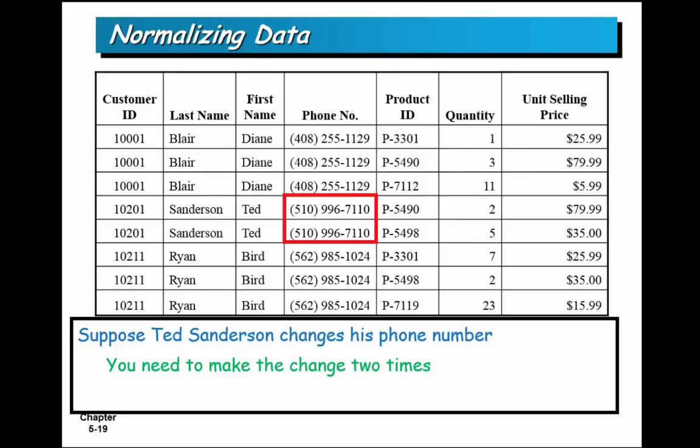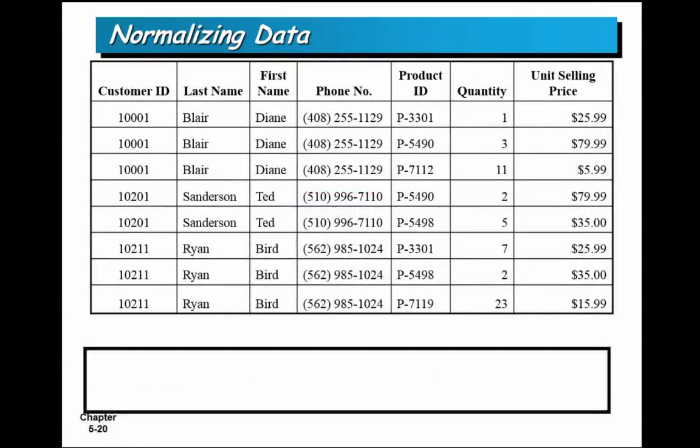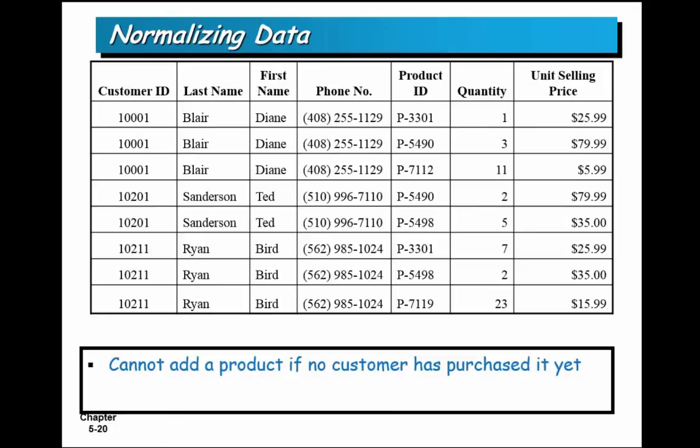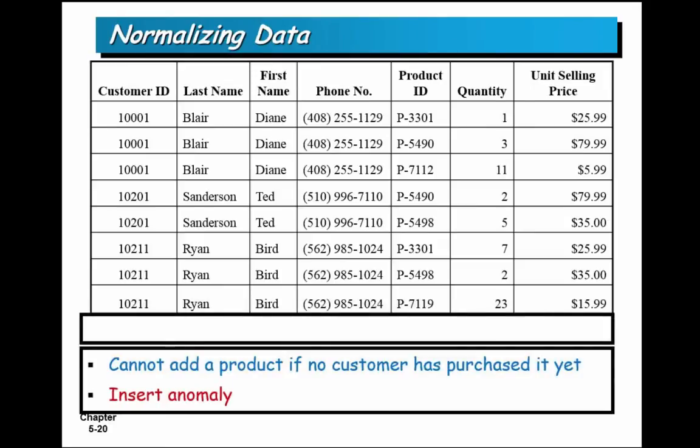And you have an update anomaly because to update Ted Sanderson's data would require 2 updates, not 1. So that's an update anomaly. Okay. So how about an insert anomaly here?